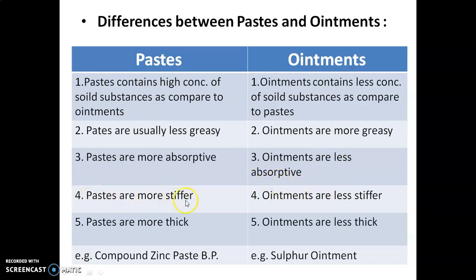Pastes are stiffer, while ointments are less stiff. Then pastes are thicker as compared to ointments, while ointments are less thick as compared to pastes. An example of paste is compound zinc paste BP, that is British Pharmacopoeia. And the best example of ointment is sulfur ointment.